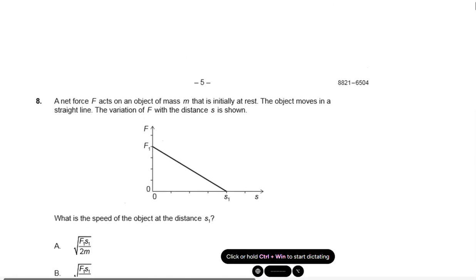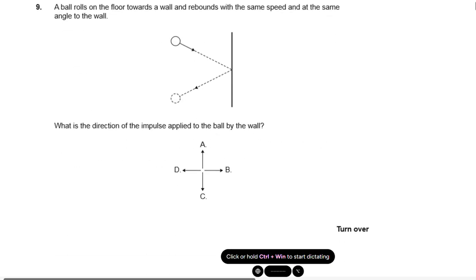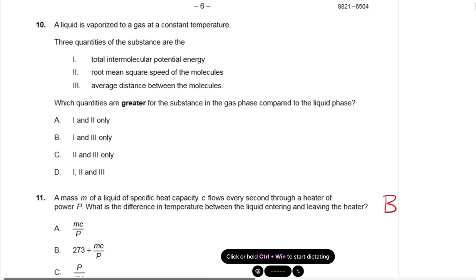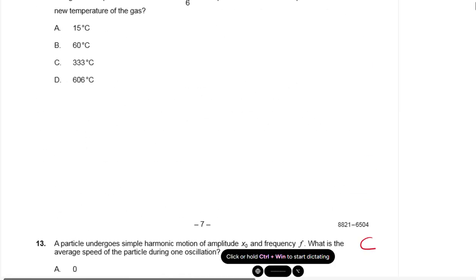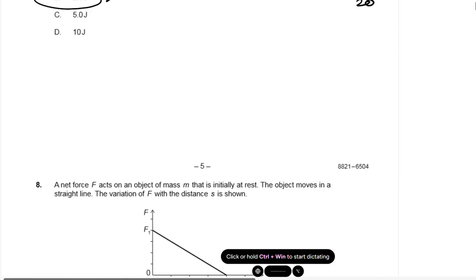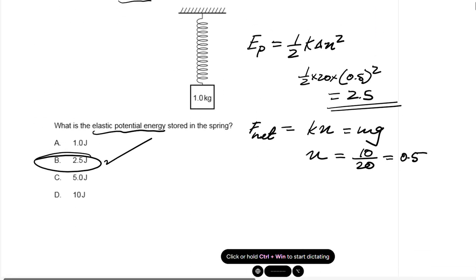Hopefully that made sense. Let's see if there's any more topic A's. We did this one. Okay, and the rest are topic B. So we have B, C, D, and E. So we'll come back to that.